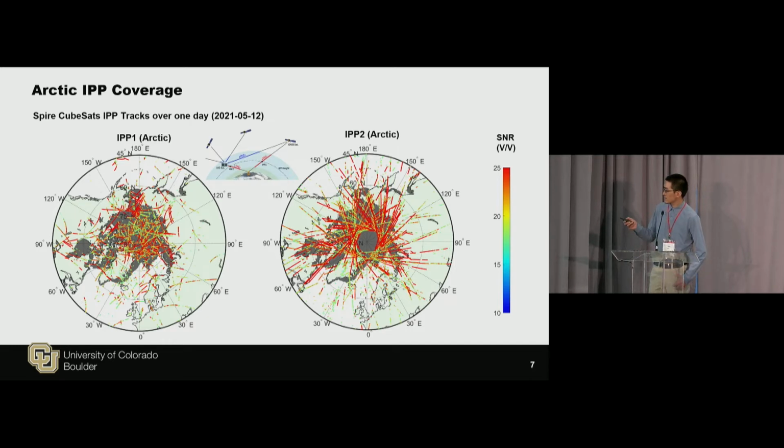So this shows the IPP tracks, which is a track of the piercing point in the ionosphere. On the left shows the first IPP track, which is from the GPS satellite to the Earth's surface. And the plot on the right shows the IPP2 track, which is a signal reflected from the Earth's surface and goes to the LEO satellite.